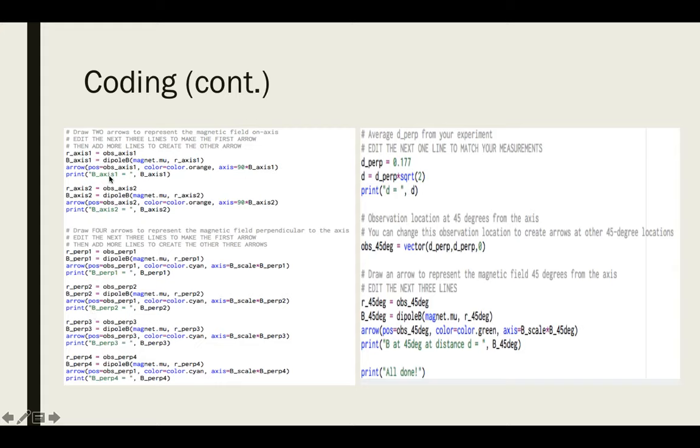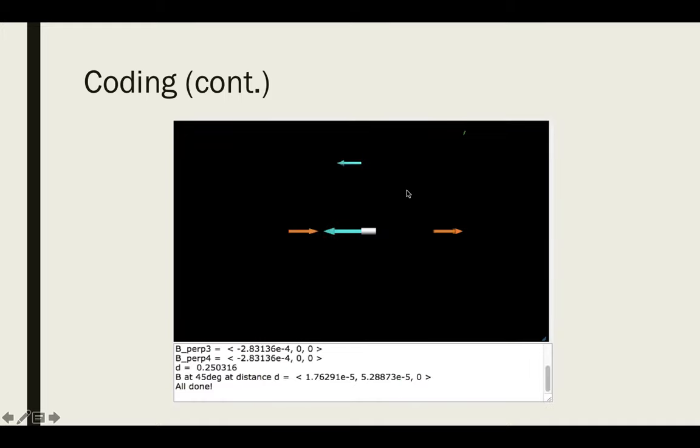Here I drew the two arrows to represent the on-axis magnetic fields, and these were the four off-axis perpendicular arrows. And then finally, using my dperp values, I was able to draw the arrow at the observation location 45 degrees to the phone and magnet. And so running the code here gave me this model. The orange is the on-axis, which points to the right, and the blue is the off-axis, which points to the left. And then you can see the green value here at 45 degrees.